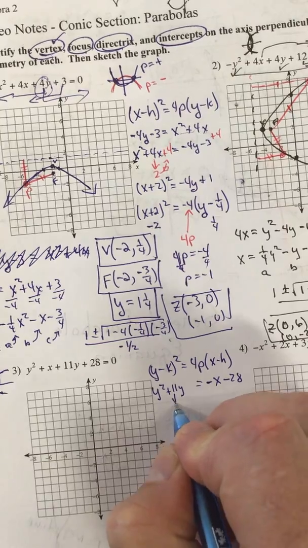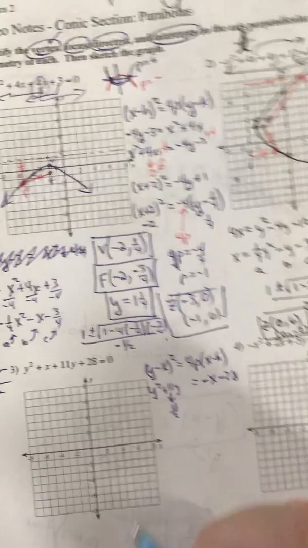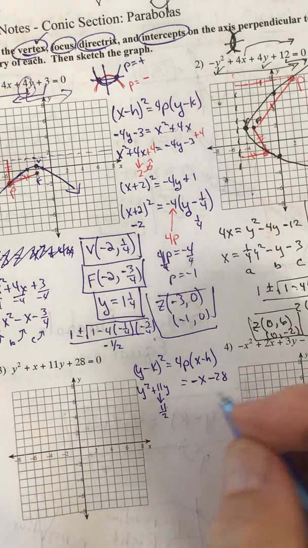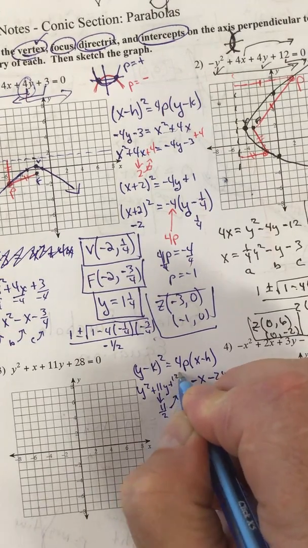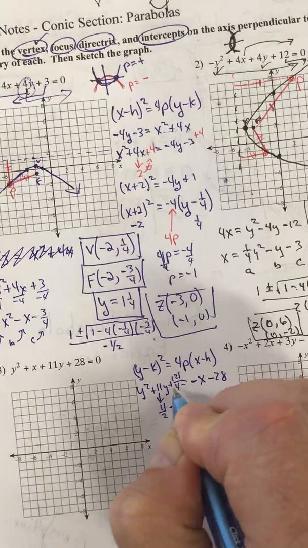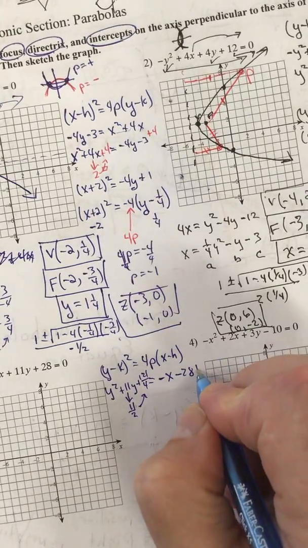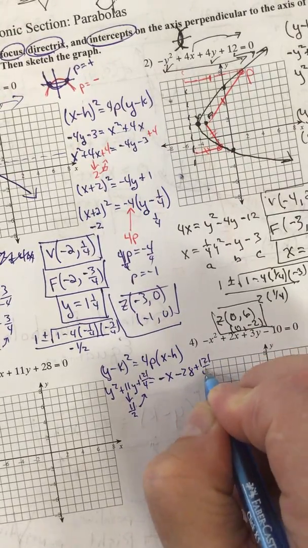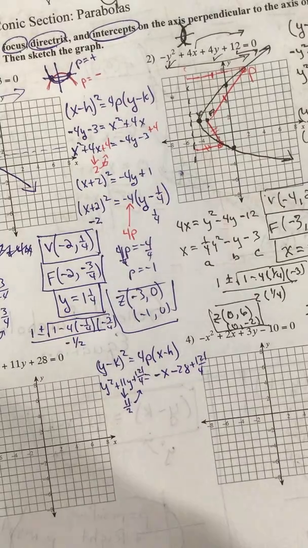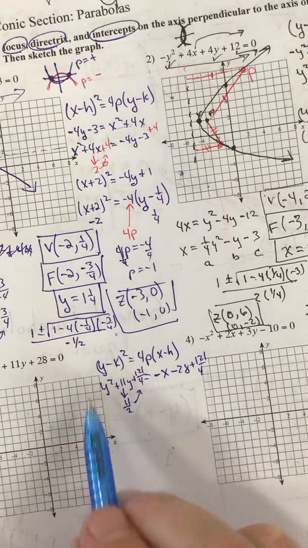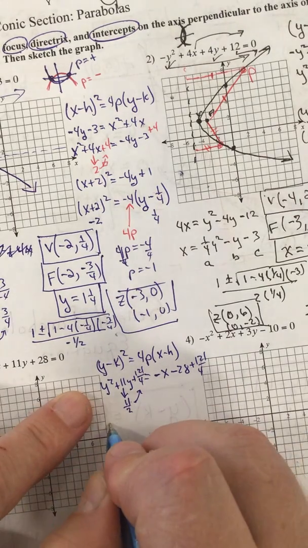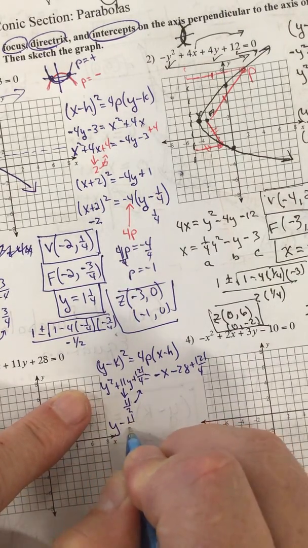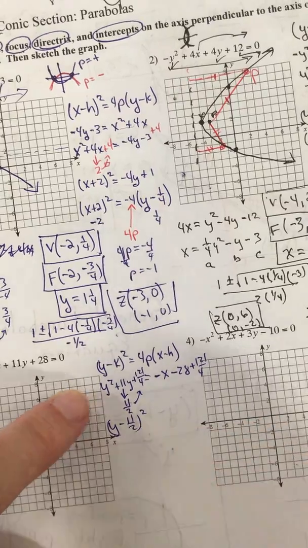Okay, we cut this in half, 11 halves. Square it into the whole. 11 squared is 121, 2 squared is 4. So I added 121 fourths, so I'm going to add 121 fourths. Now, leave these in fractions. Do not make these decimals. I want to see these as fractions. So here's our vertex, y minus 11 halves all squared.